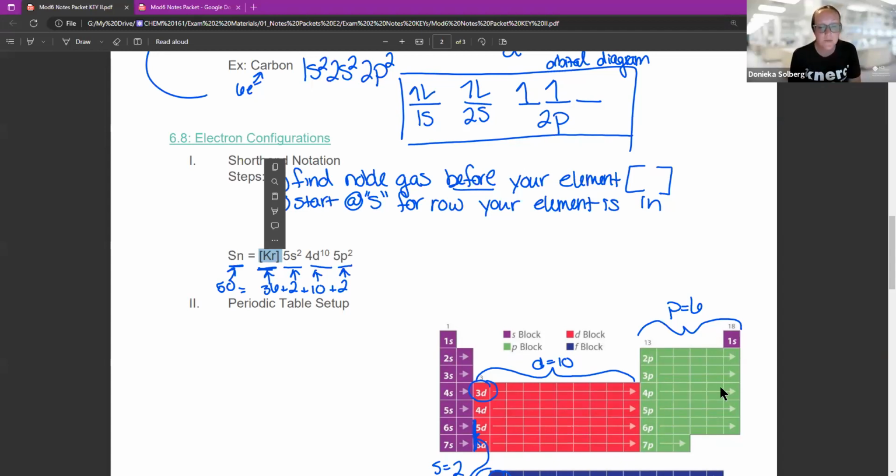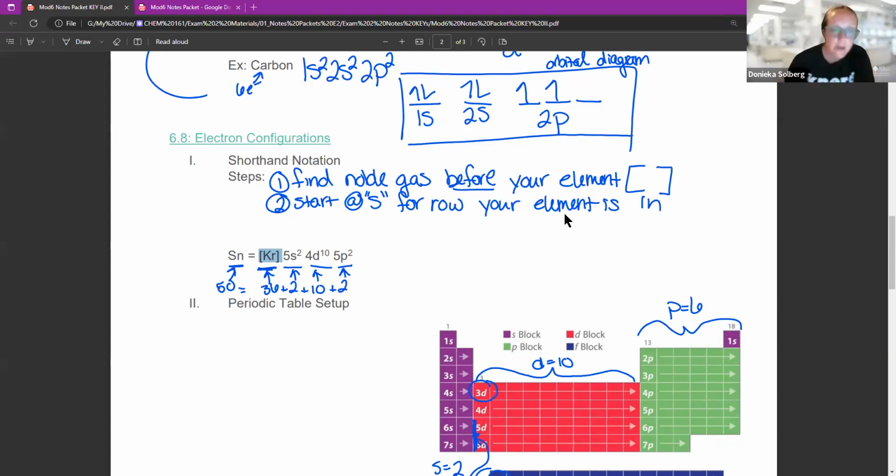So after krypton, which is right here, next comes the 5s. And then I have to put more electrons in here until I get to 50 because tin has 50. So I do krypton 36, and then I would do 5s2. 4d comes next, that's 10. And then 5p can hold 6, but I only need 2 more to get it to add up to 50. So this is 36, 2, 10, and 2. That equals 50. So this would be tin's shorthand electron configuration.